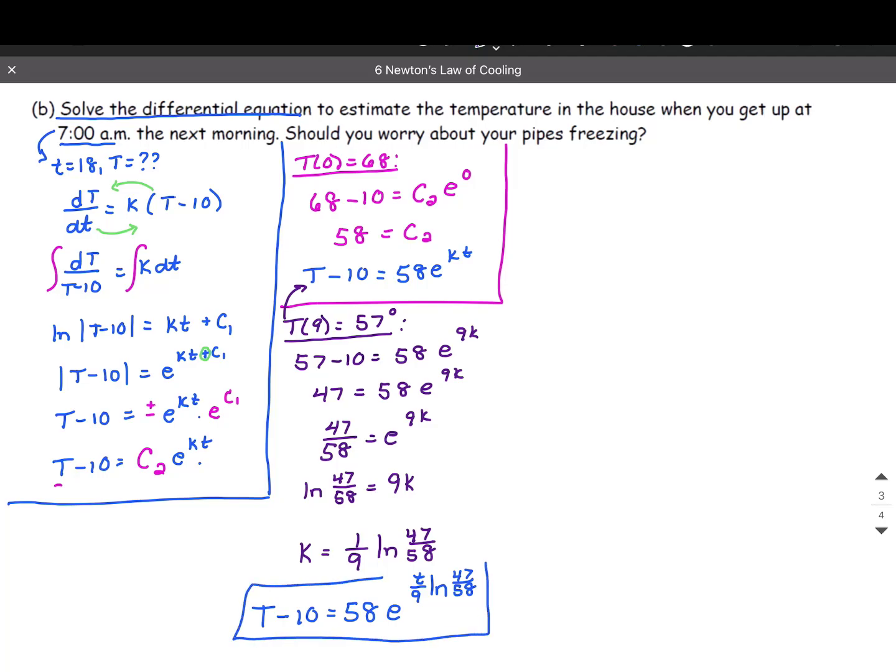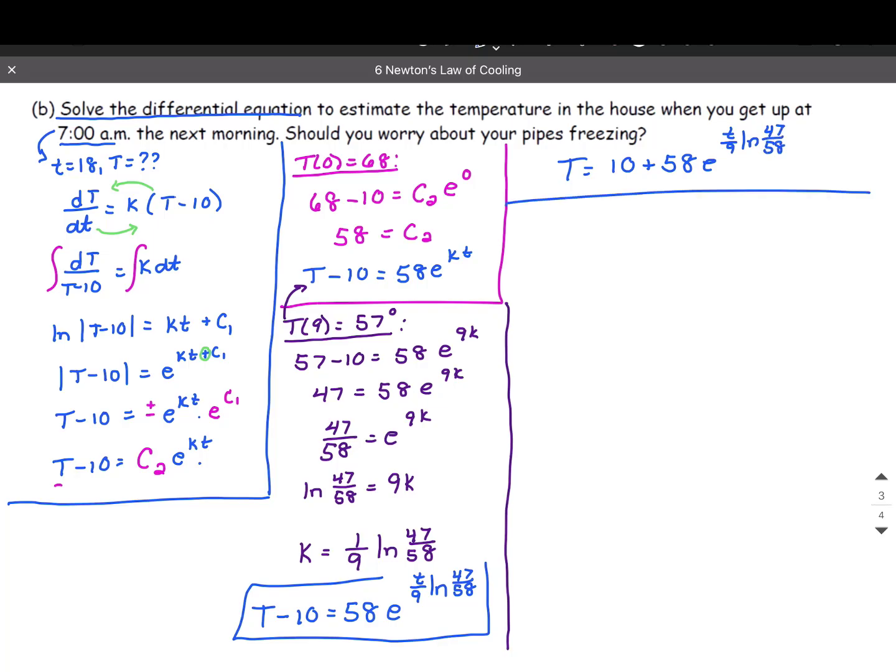Okay, but we're not done. We're going to solve that for T. In order to do that, all we have to do is add the 10 to the other side. And remember, what are we supposed to be finding? The temperature when the time is 18. So we're going to do T of 18. That's going to be 10 plus 58 e to the 18 over 9 times the natural log of 47 over 58. So this is 10 plus 58 e to the 2 times the natural log of 47 over 58.